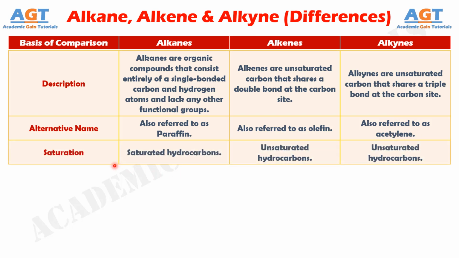If we differentiate them in terms of saturation, the alkanes are saturated hydrocarbons. The alkenes are unsaturated hydrocarbons. The alkynes are unsaturated hydrocarbons.